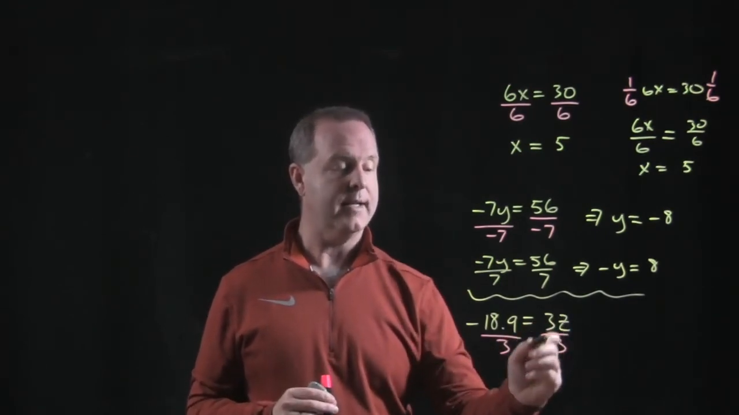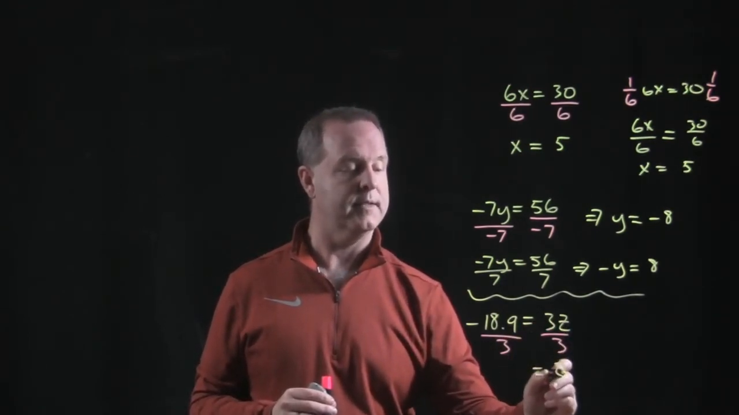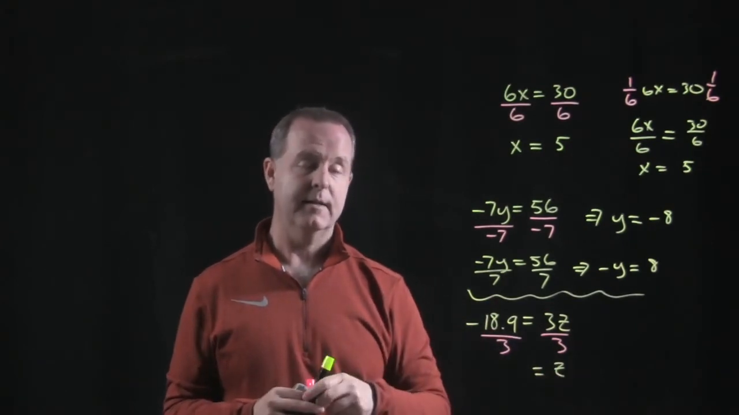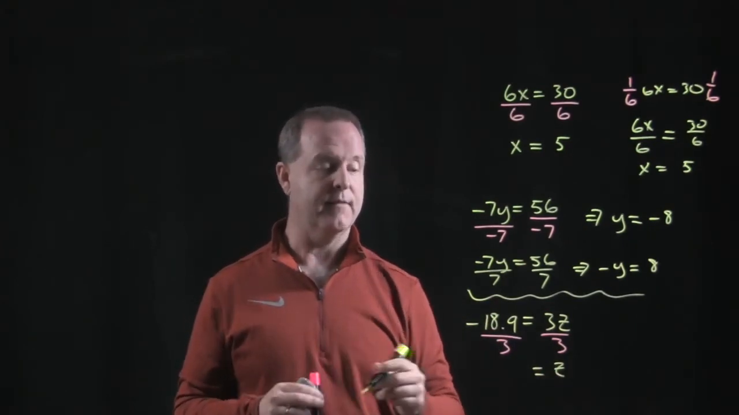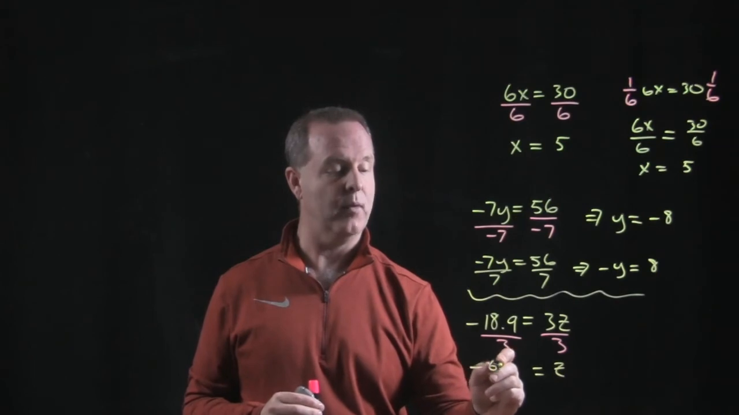And that remains on the right side. What I'm left with is a z. And on the left side, -18.9 divided by 3 gives me -6.3.